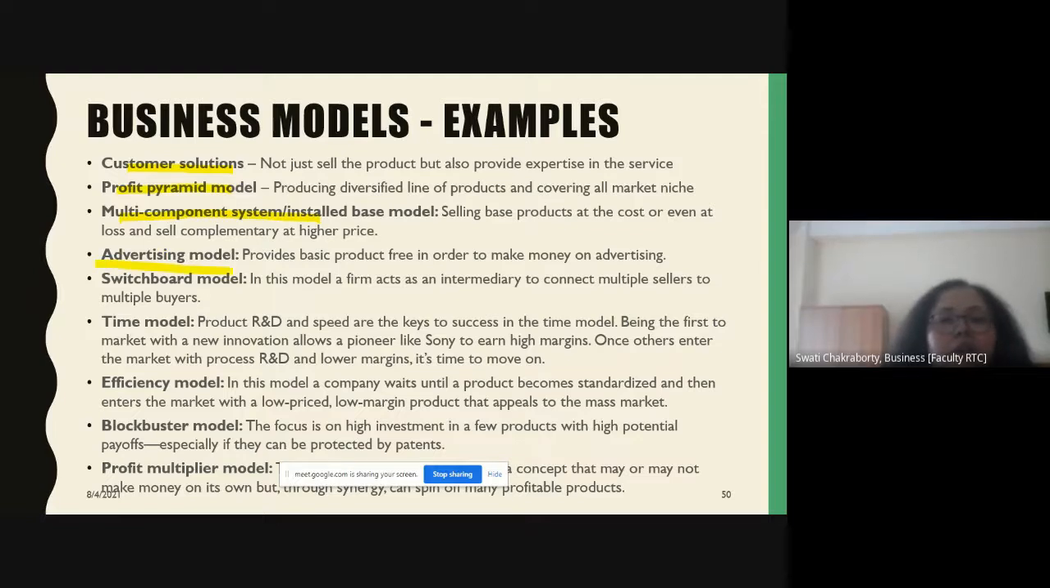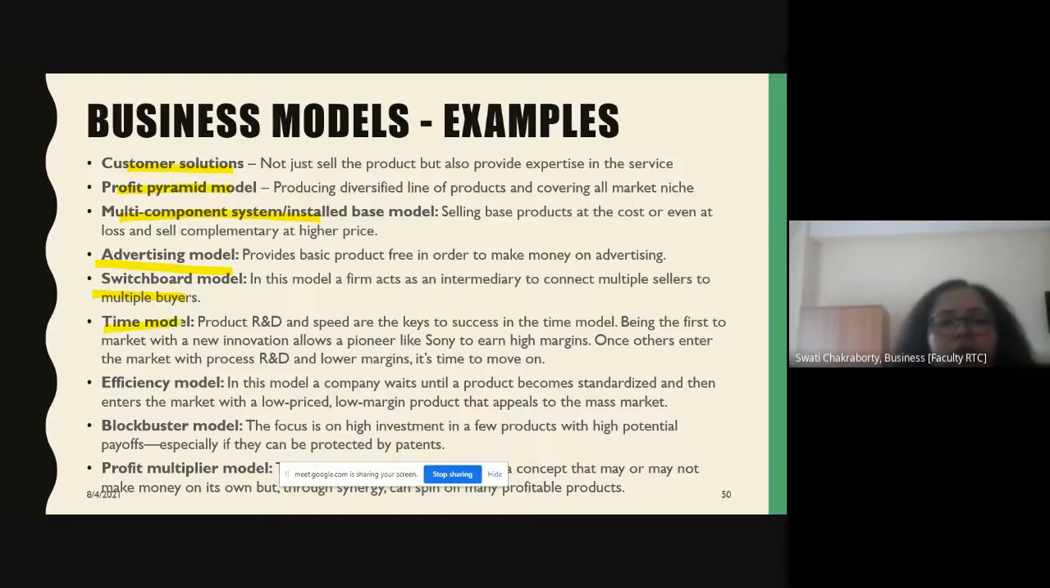Advertising model, providing a basic product free in order to make money on advertising. Switchboard model, where the firm acts as an intermediary to connect multiple sellers to multiple buyers.